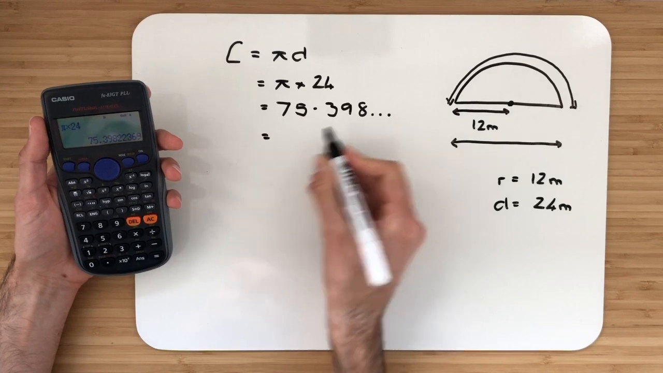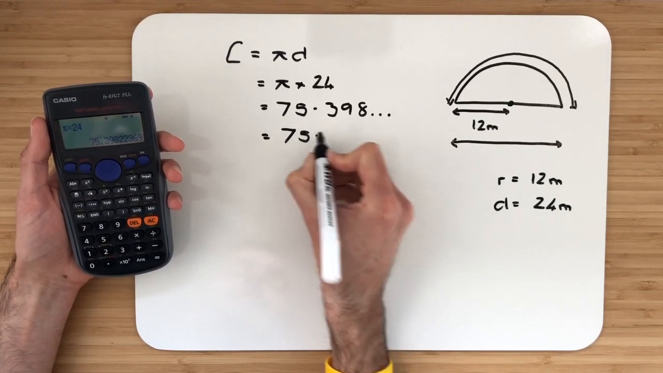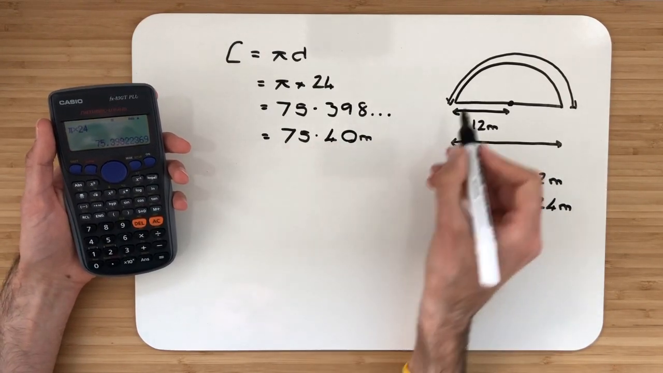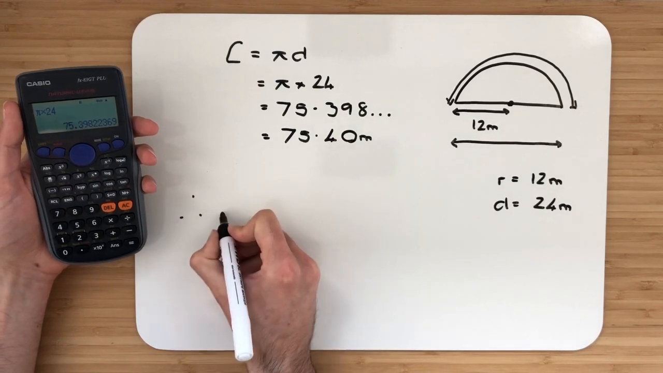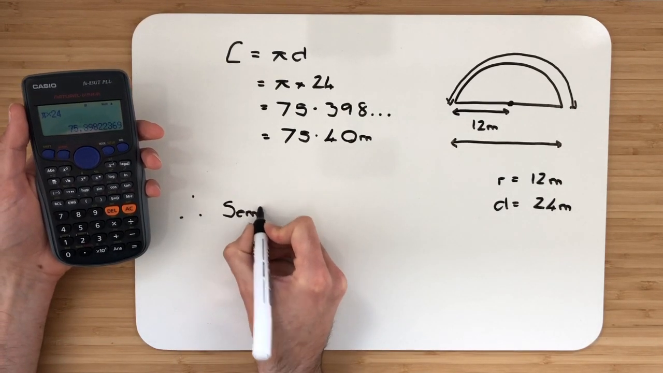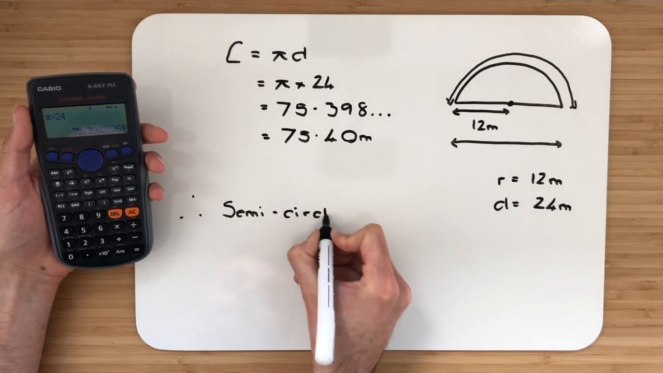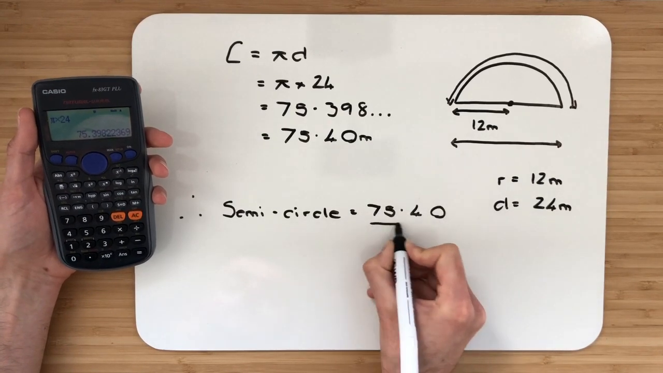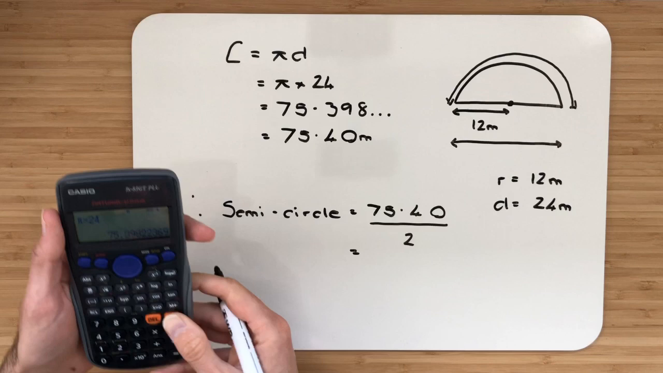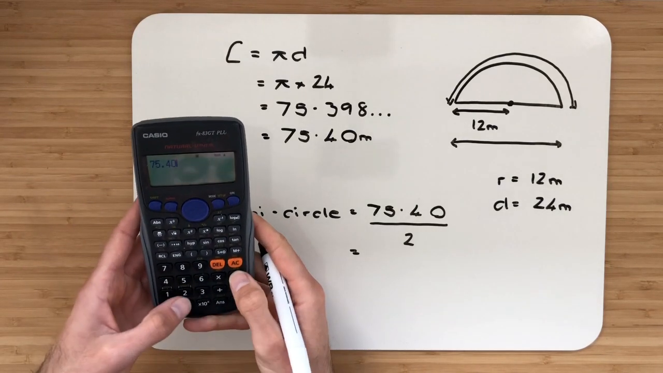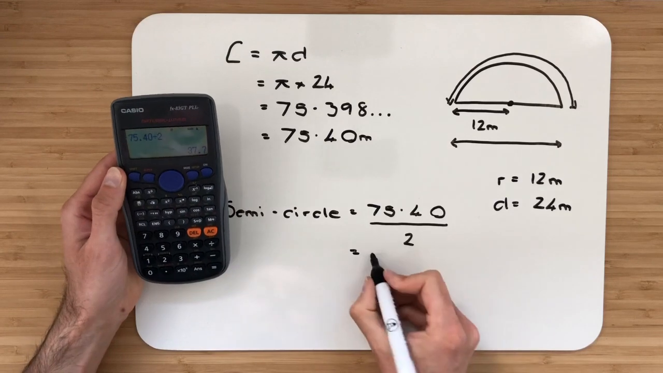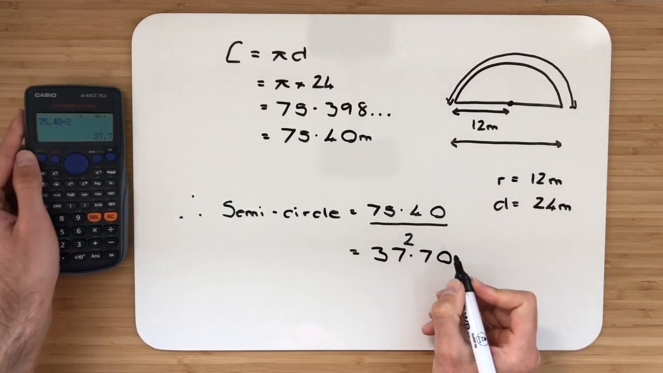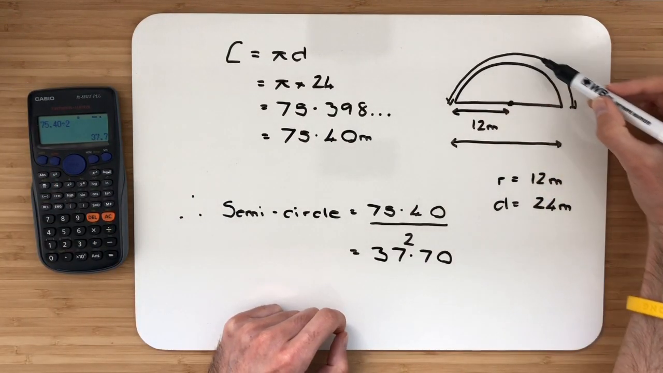2 decimal places, well, this is a little bit of a trickier one. It will be 75.40 metres. Now, that's a full circle, but here we have a semicircle. So as with previous, therefore, semicircle is equal to 75.40, all divided by 2. So I will take my 75.40 and I will divide that by 2, and that gives me a final answer of 37.70. Now, that is simply just the arc.